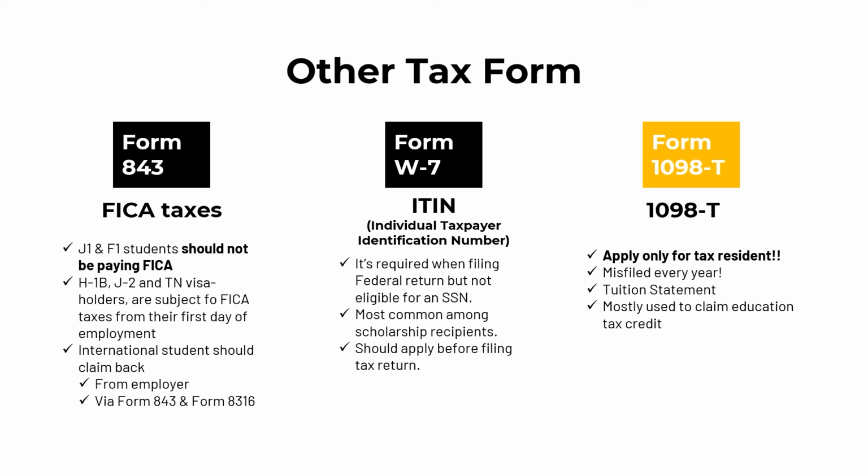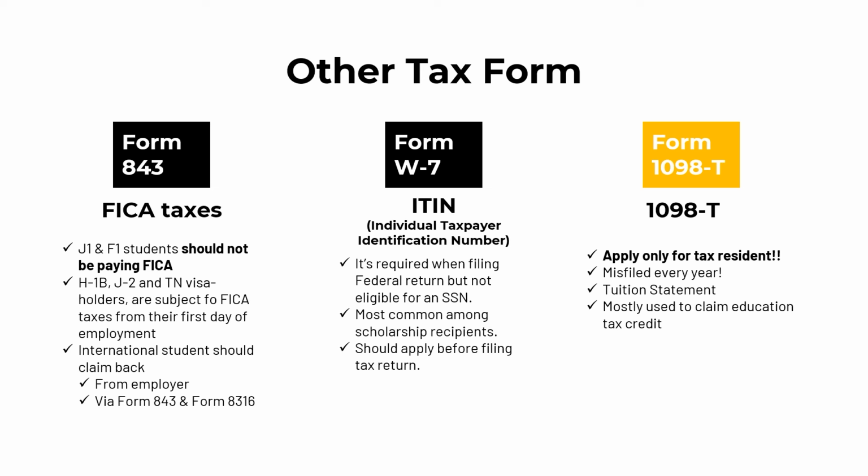The next tax form is the W-7, which is used for ITIN applications. ITIN stands for Individual Taxpayer Identification Number and is generally required by individuals who received taxable income but are not eligible for a Social Security number. It's most common among scholarship recipients. In terms of the application process, use Form W-7 and it can be applied before filing the tax return.